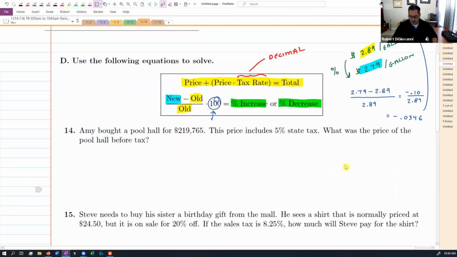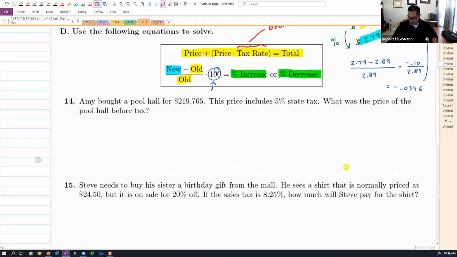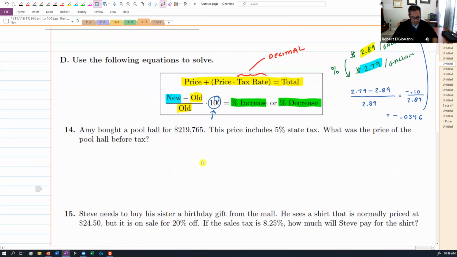All right, it's 10:40. Why don't you just try number 14? This problem, I told you, I don't write these problems. This came out of the packet. I don't know.